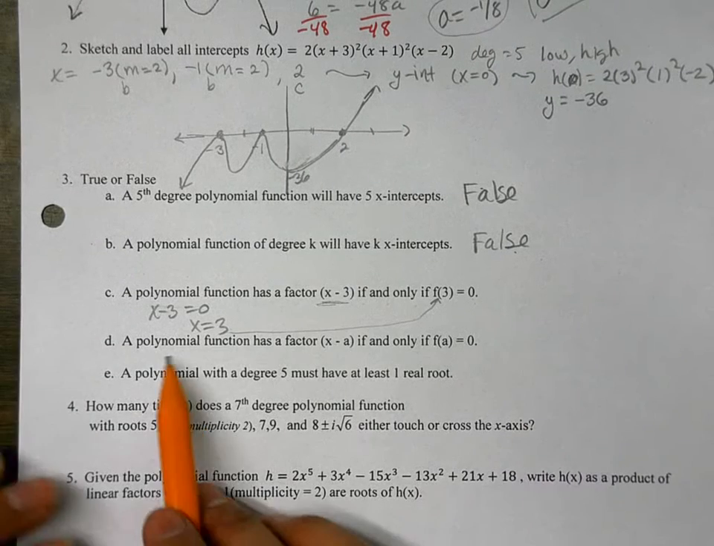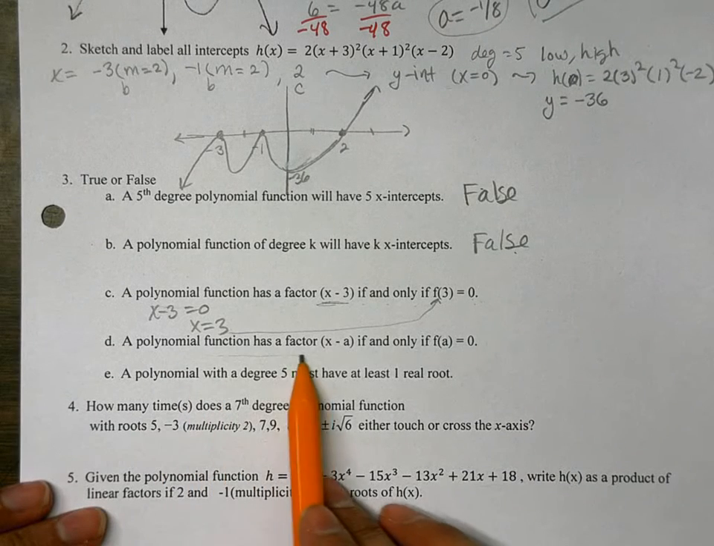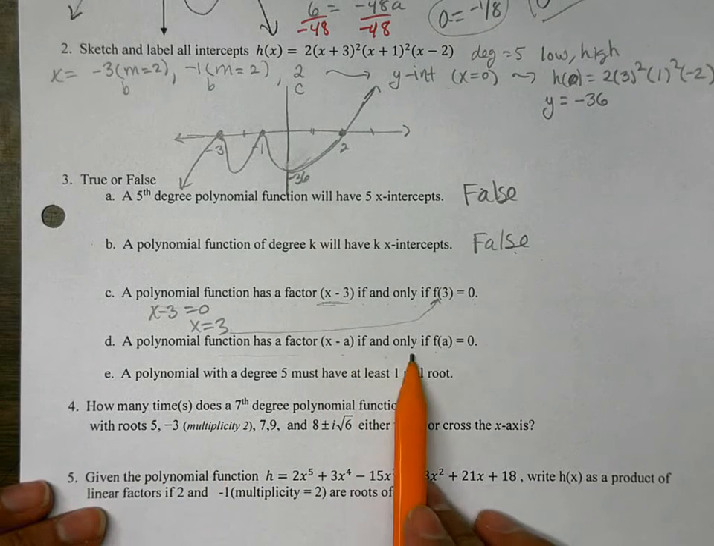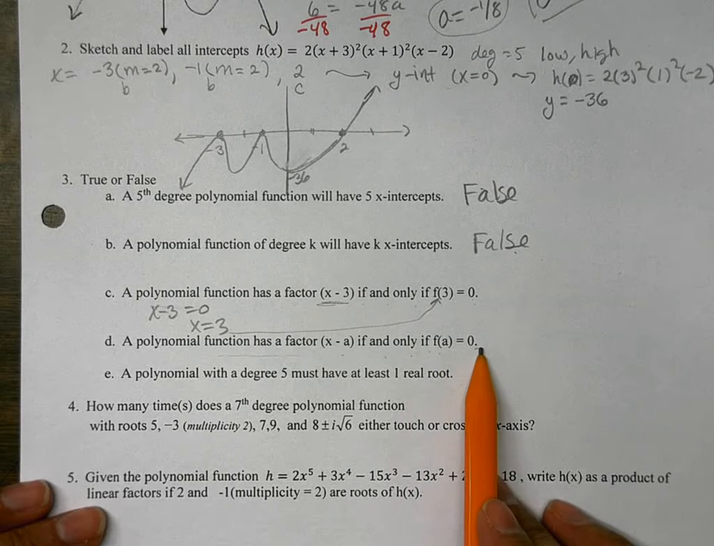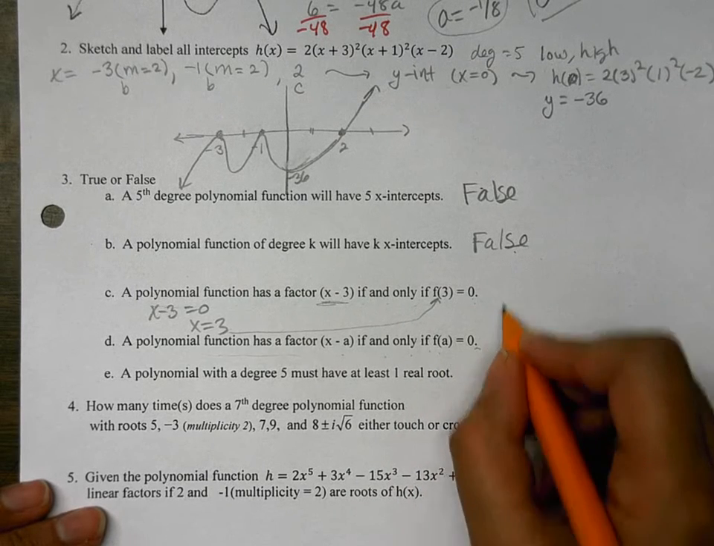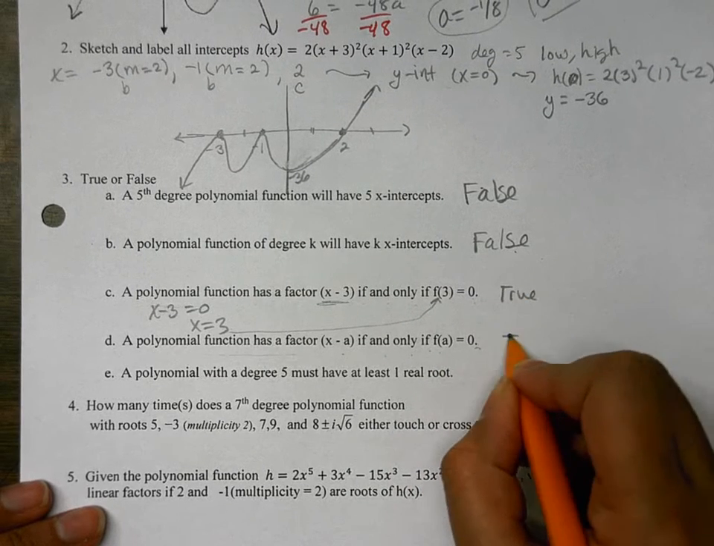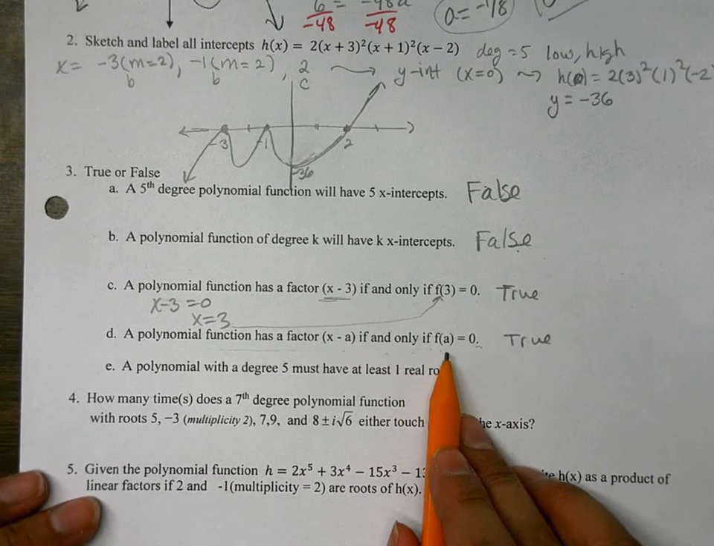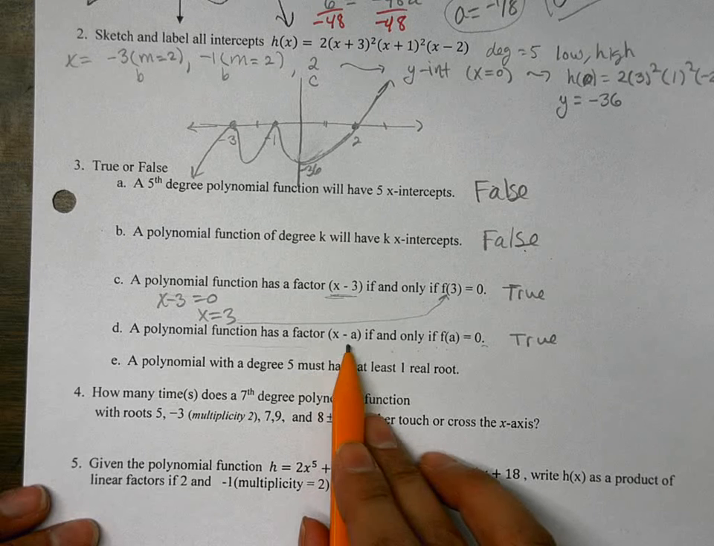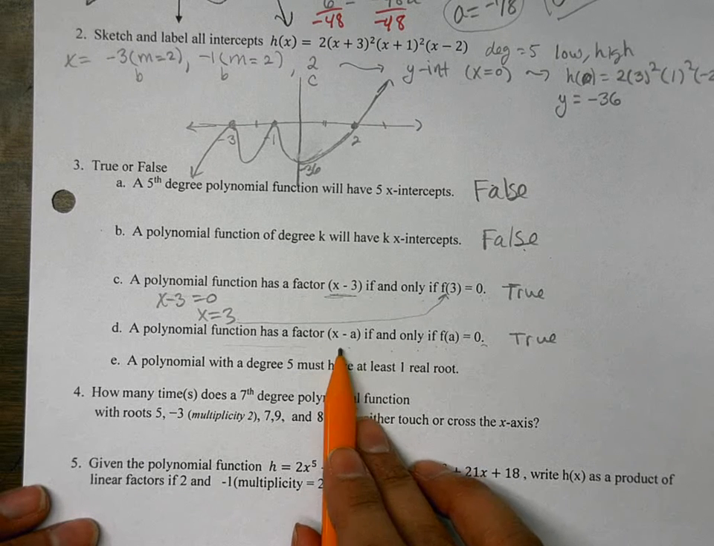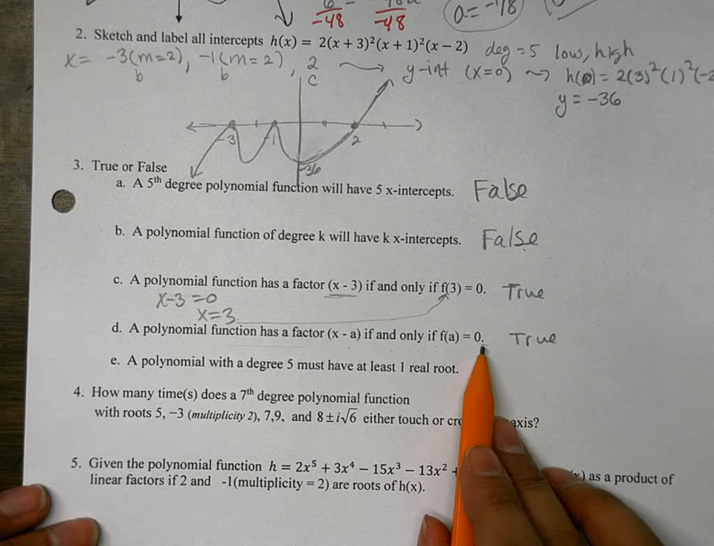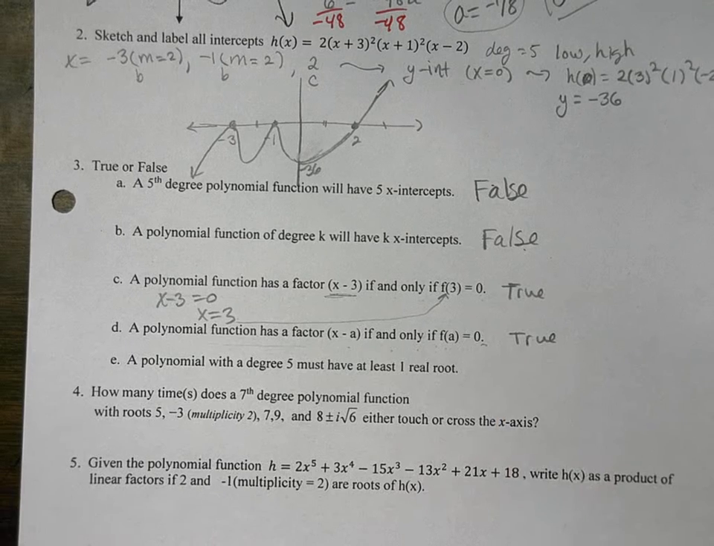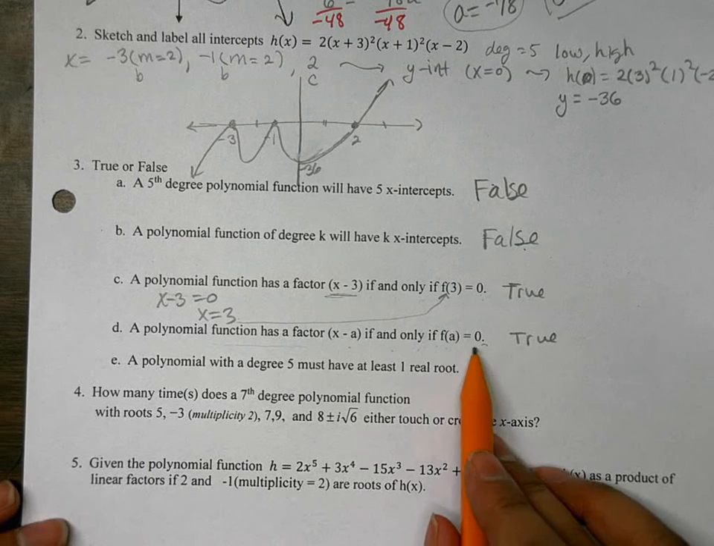All right. A polynomial function has a factor x minus a if and only if f of a is 0. True. Is that the same thing that we just did on the last problem? But instead of a number, I put a letter, so still true. If x minus a is a factor, that means a is a solution, which means f of a is 0. Or a is an x-intercept, same thing, which means f of a equals 0.